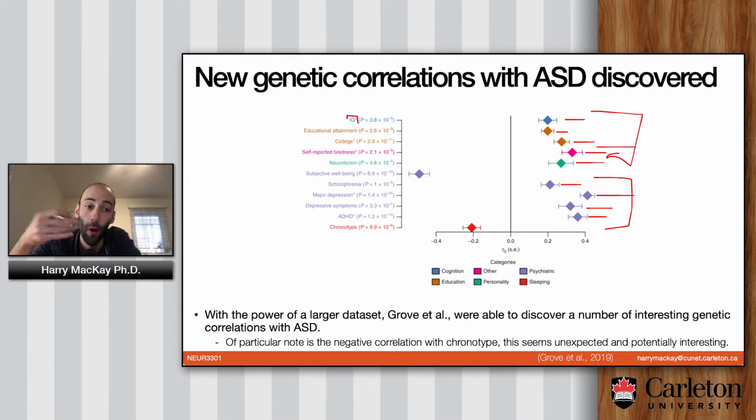It gives you a hint of where to look, even though the significance of the direct ASD case versus control comparison isn't powerful enough. It's worth also noting that it's negatively correlated with subjective well-being and with chronotype. I don't know why that would be. Chronotype is kind of weird. Chronotype refers to whether you're a morning person or a night person, whether you like getting up early.